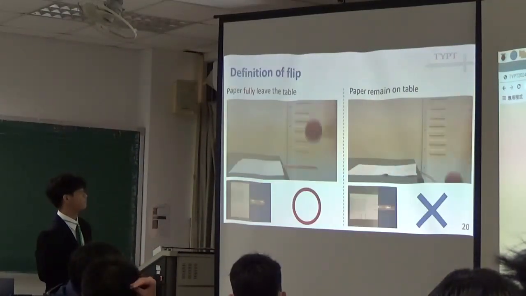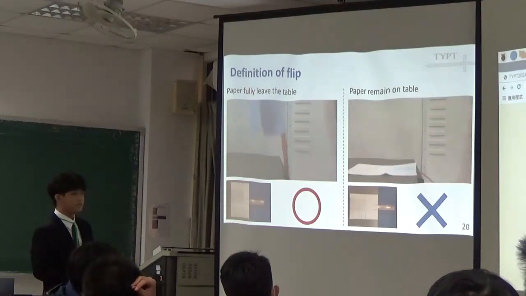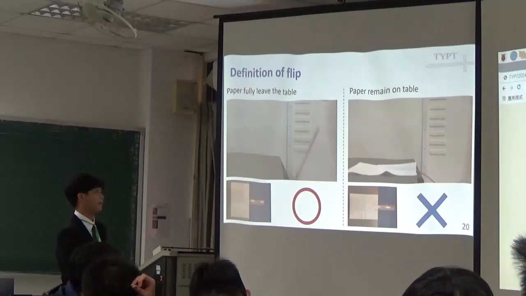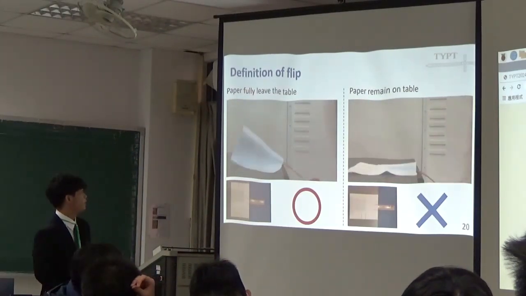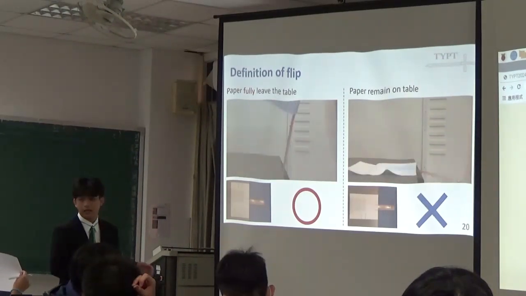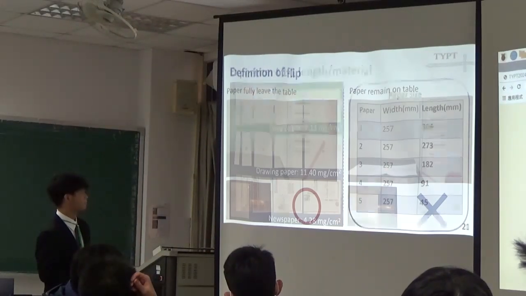Here, I want to clarify what a flip is, because sometimes the ruler will fall down the table, however, the paper still remains on the table like this. But I think this is not a flip. In my definition, a flip needs to be like this: the paper fully leaves the table. Therefore, I can calculate the critical force.